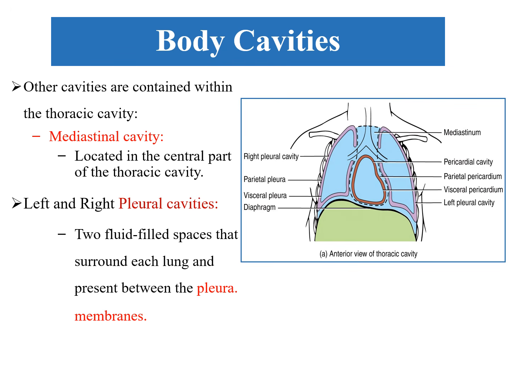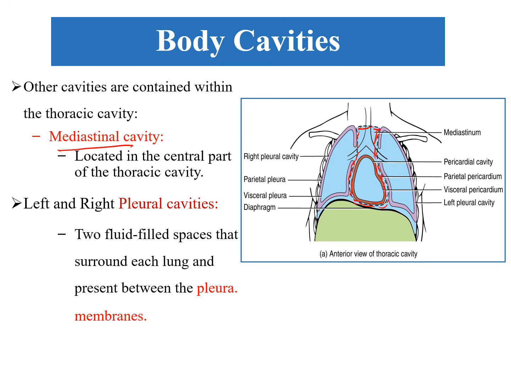There are other cavities that are present within the thoracic cavity, and one of these cavities is the mediastinal cavity. So the mediastinal cavity or the mediastinum is this cavity that is present in between the lungs. It is present in the central part of the thoracic cavity. It contains several structures. The best example I can give here is the heart.